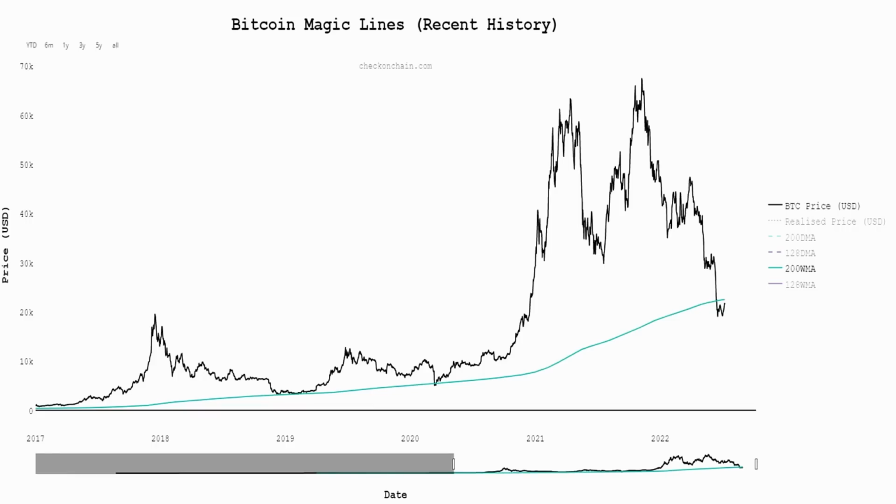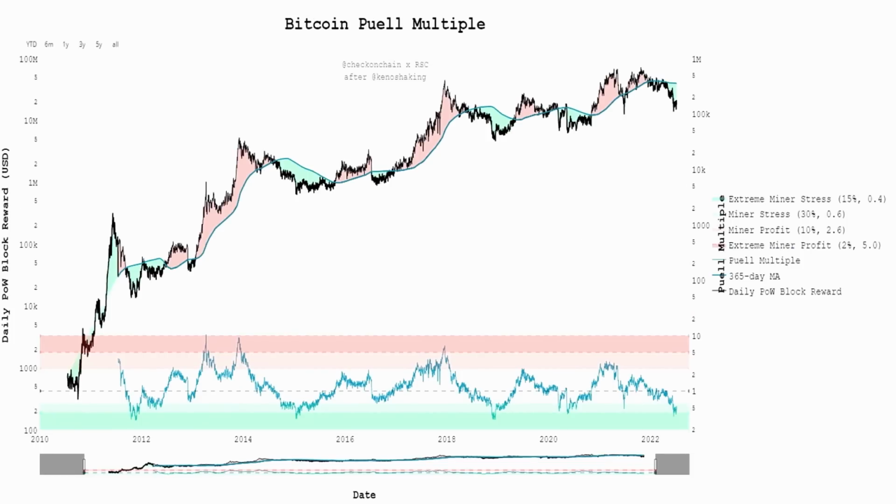We have the magic lines. I don't really like magic lines. All people have done is use a different bunch of moving averages and do curve fitting. They've gone, okay, which moving average looks best? The one which I guess is relevant is the 200 weekly moving average. That's what everyone looks at, and we're below it. Nothing fancy here.